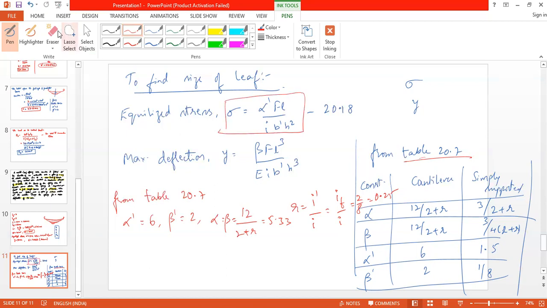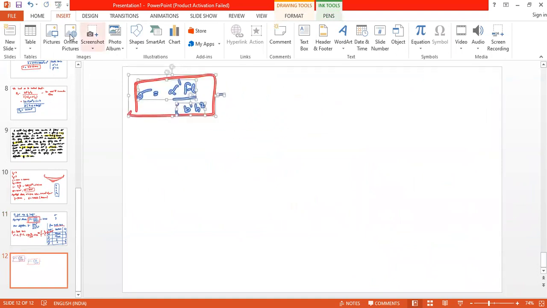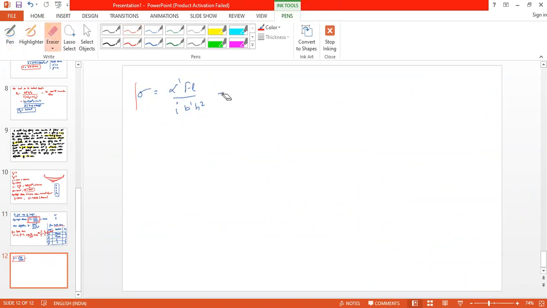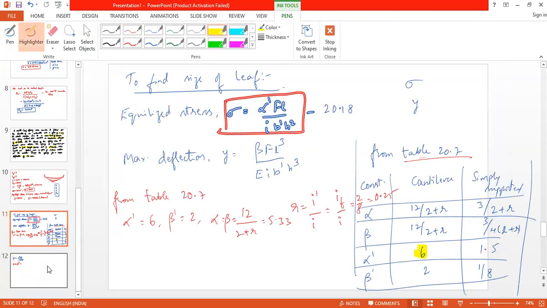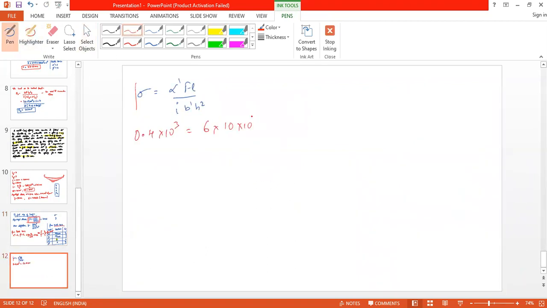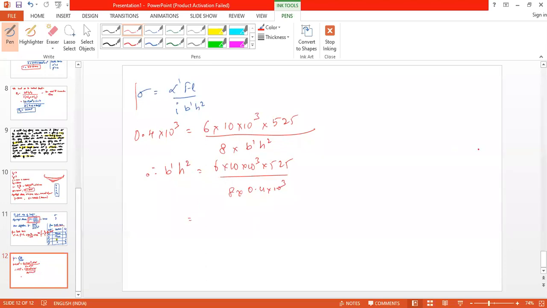So now let's use the first equation. Here sigma is 0.4 gigapascal, that is 0.4 into 10 power 3, equal to alpha dash for cantilever beam, which is 6, multiplied by F, which is 10 kilonewtons, that is 10 into 10 power 3, the length is 525 mm, divided by n, the total number of leaves, that is 8, multiplied by b dash. Therefore, b dash h square is 9843.75.